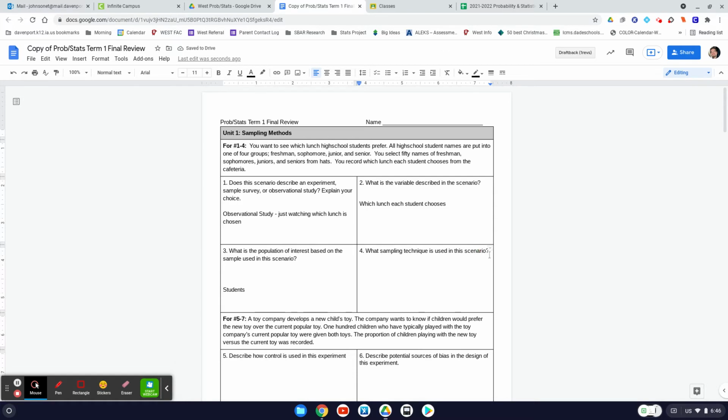Sampling technique. That was simple random, cluster, stratified, convenience, and systematic. Well, since I noticed that they're breaking them into groups, it's either going to be cluster or stratified. Now, since we're pulling people from each group, that's what makes it stratified.